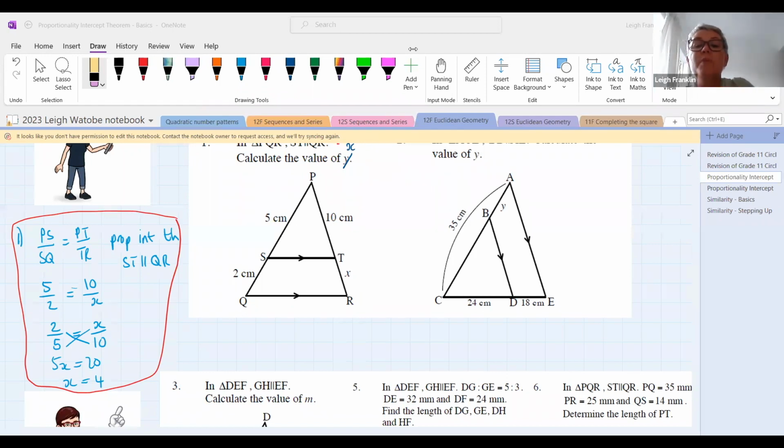Is there anybody who's prepared to give us an explanation on how they got y is equal to 15? Anyone prepared to share their answer? Maybe Teddy. Teddy's hand is up. Sure, Teddy, go for it.